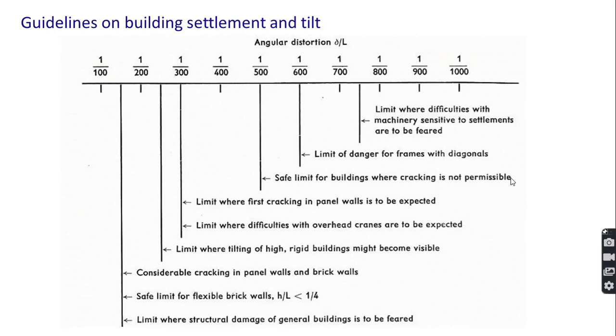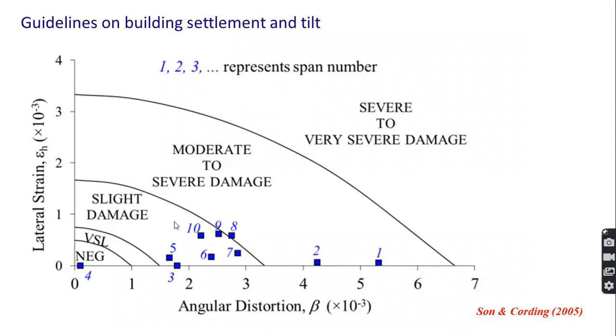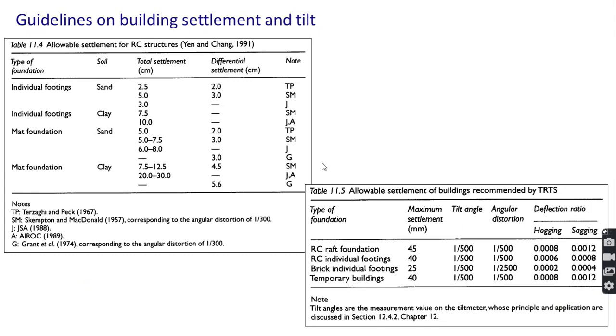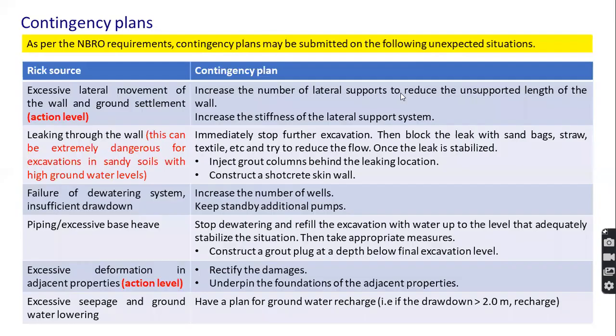And this is again a similar diagram. On the x-axis, the lateral deformation is converted into a strain, that is, the wall deflection divided by the excavation depth. And then this axis is the angular distortion. If you plot the angular distortion versus lateral strain, we can get an idea about the expected structural damage. I am not going to explain this, because this is about the allowable settlement of RC structures, individual footings, mat footings, and so on. I'm not going to explain it in detail.